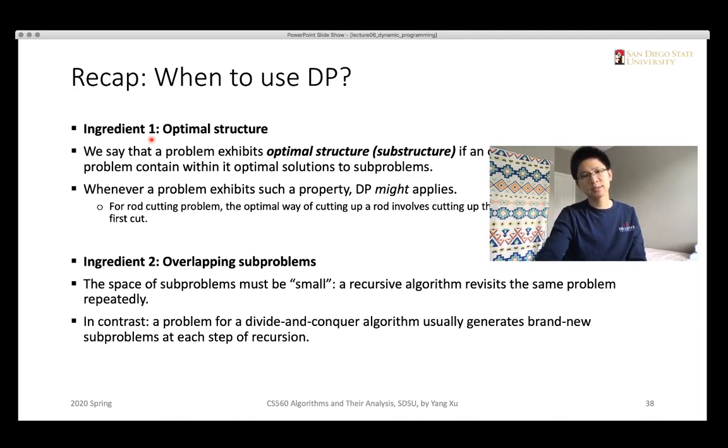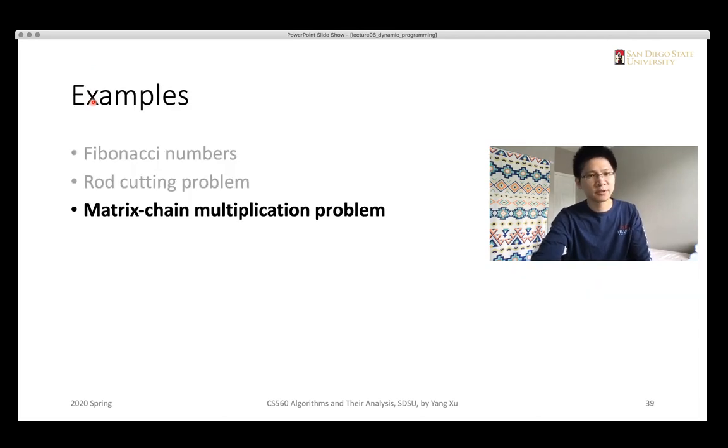In contrast, in the case of divide and conquer, the subproblems are all different. Each time we divide a problem, it results in two brand new subproblems, and those subproblems are not likely to appear again, not likely to duplicate. So that's it for the second part of rod cutting, the second example of the dynamic programming approach.